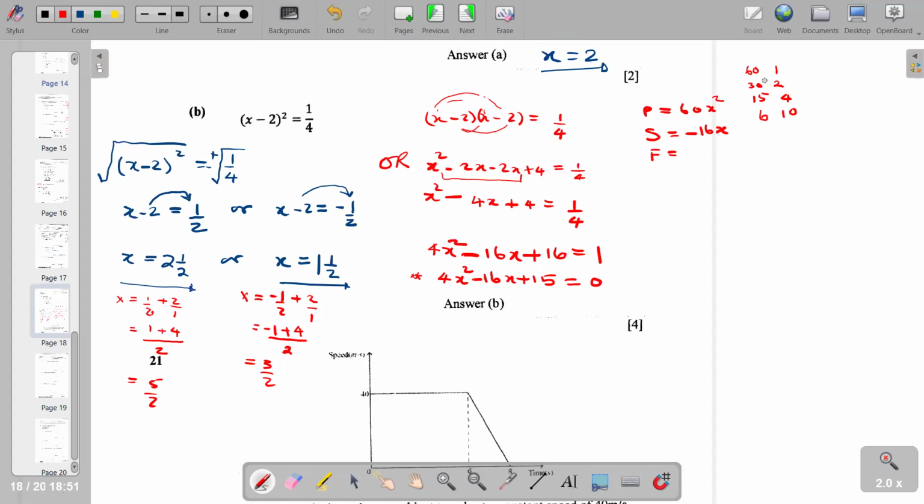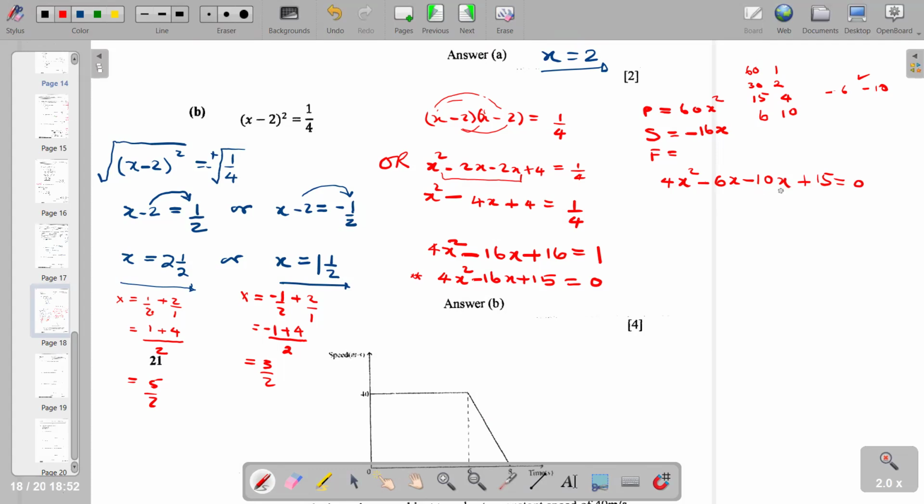Both numbers are either positive or both are negative. So if we check all these, if we add them, we are not getting minus 16. But if we take minus 6 and minus 10, if we multiply them, we get 60, and if we add them, we get minus 16. So these will make up our factors, meaning this equation can now be written as 4x squared minus 6x minus 10x plus 15 is equal to 0.